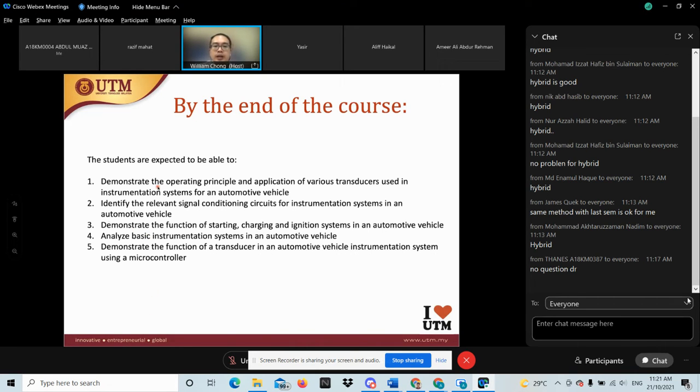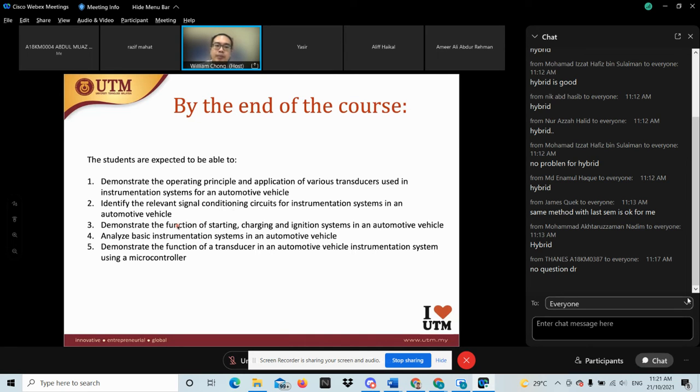So the first one would be to demonstrate the operating principle and application of various transducers used in instrumentation systems. And then we'll be looking into signal conditioning. This is one of the new topics that we're going to cover for this subject that was not in this course previously. And then microcontrollers will be the part where we're going to do a lot for item number 1. We're going to use sensors and basically actuators.